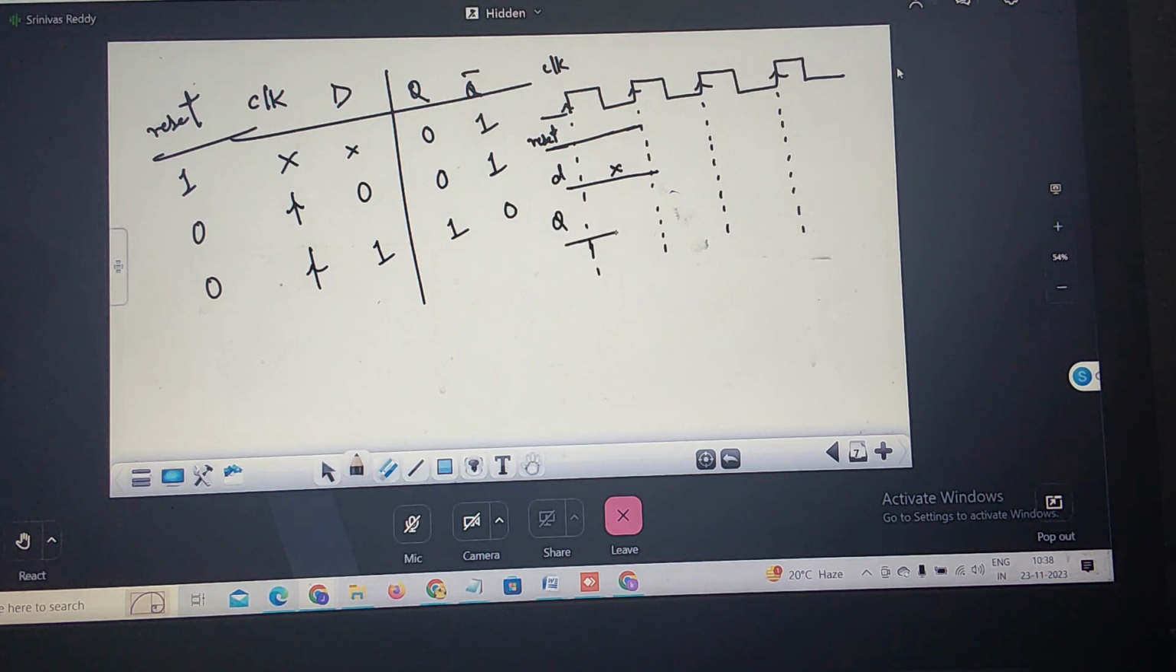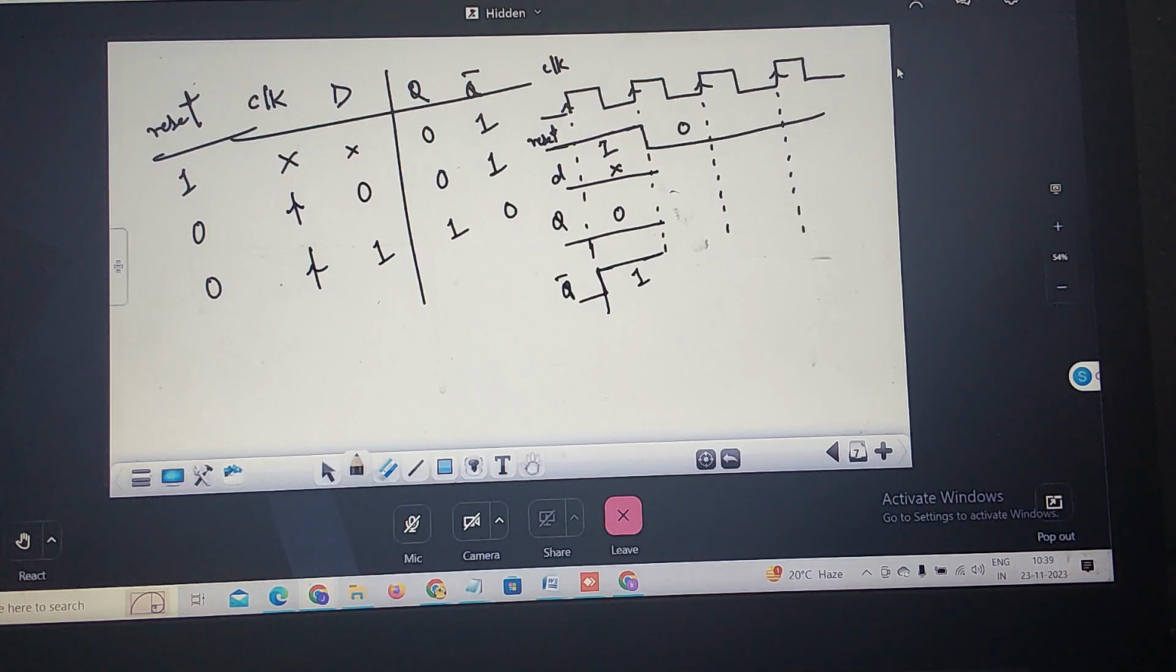Q is equal to 0. Then Q bar is nothing but the complement of Q, which is 1. Correct. Now whenever the rising edge comes, if my reset is low... whenever my reset goes high, irrespective of D, Q is 0 and Q bar is 1. Did you understand?